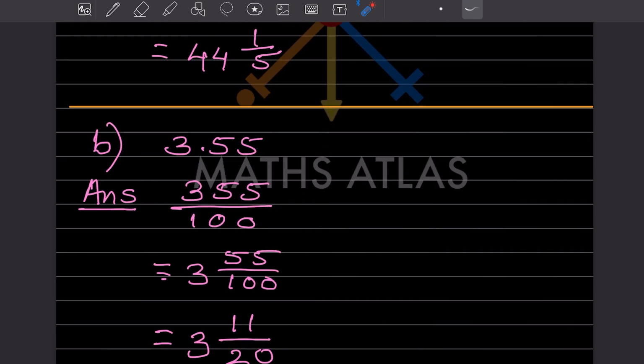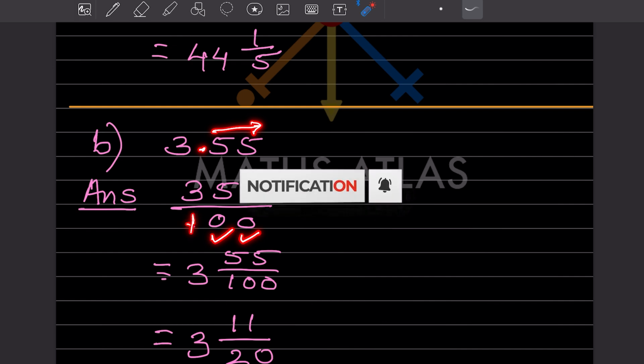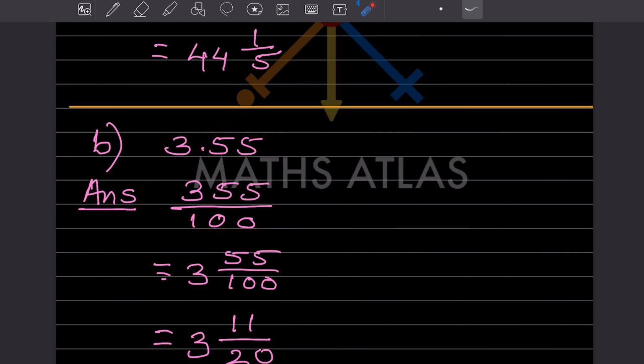Now look here, again, 3.55. We want to remove this decimal. After this decimal, how many numbers do we have? We have two numbers. When you have two numbers, we are going to divide by 100. That many zeros: how many numbers are there after the decimal, that many zeros we have to put, with one in front. You can remember this. So now we will write this 355 as it is and divide by 100. So this decimal is gone.